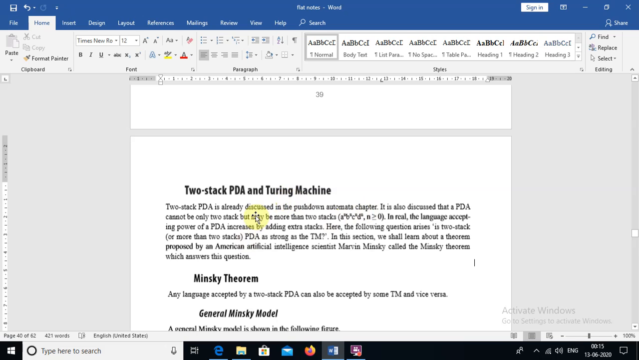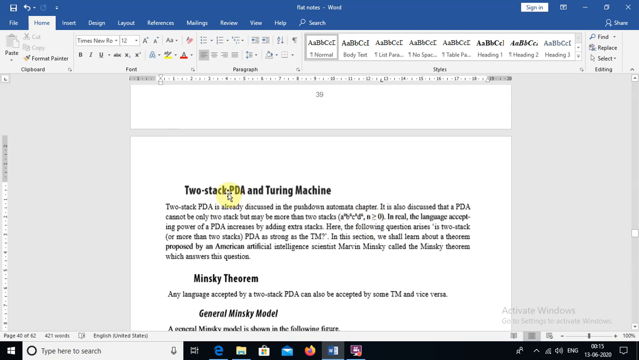Push-down automata actually have a stack for storage purpose. So if you add one more stack to the PDA, it will do more storage and more work than the single stack PDA. If you take a language like a power n, b power n, c power n, d power n, where n is greater than 0, these kinds of languages cannot be accepted or processed by the single stack push-down automata, but they can be done by the two stack PDA.